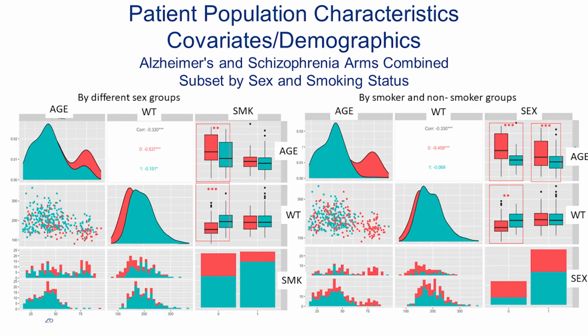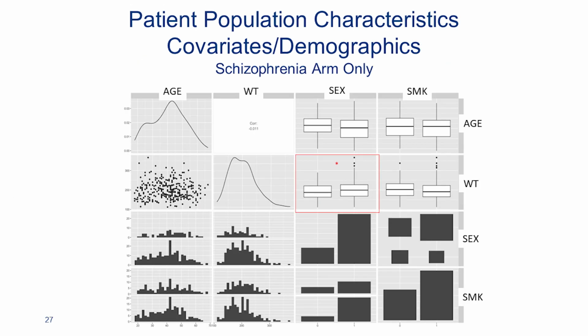So actually going back to the previous slide, you can see that there were some differences. There were some sex and weight differences, in sex and smoking status and that sort of thing. So if we look at only the schizophrenia arm, notice now that the age distribution is quite different. It still has a shoulder, but it's less sort of bimodal. And the sex and age differences are less pronounced. Smoking and age differences are less pronounced.